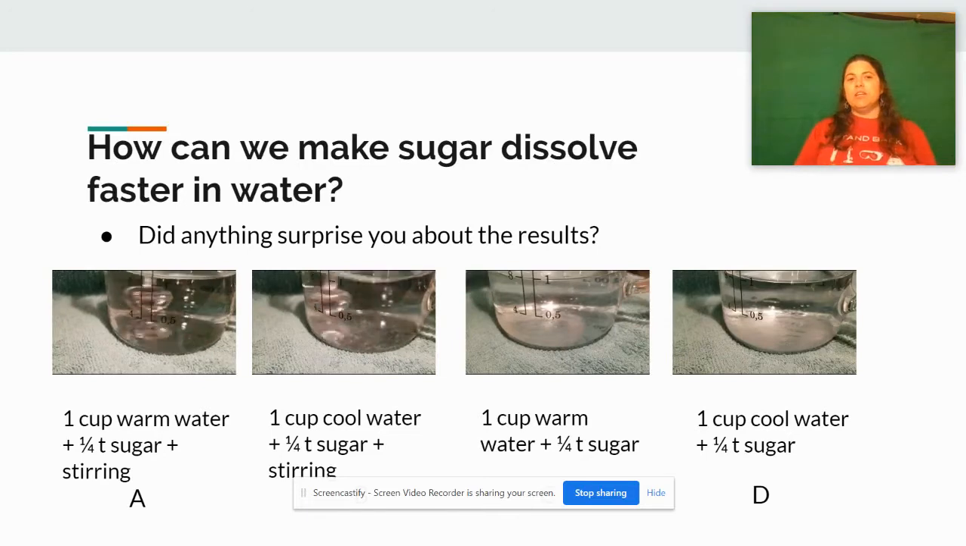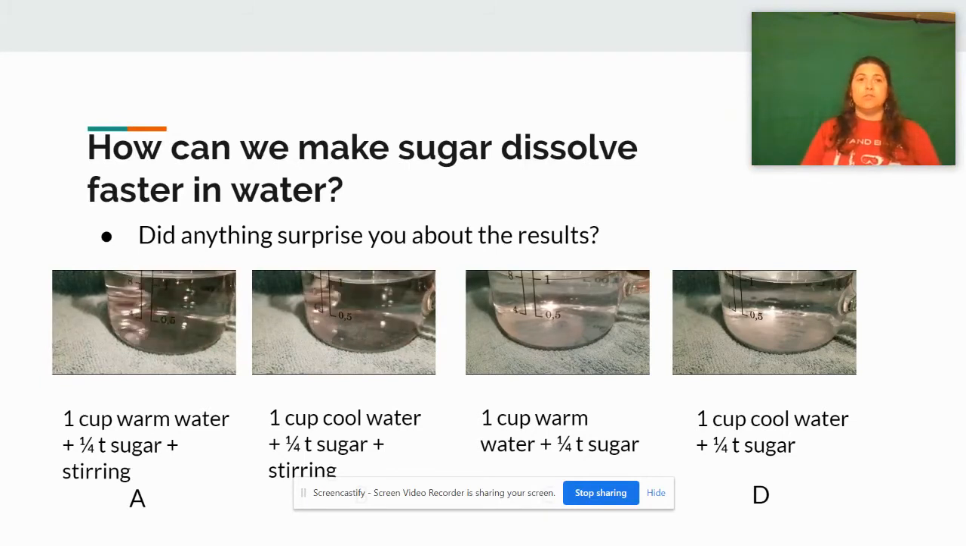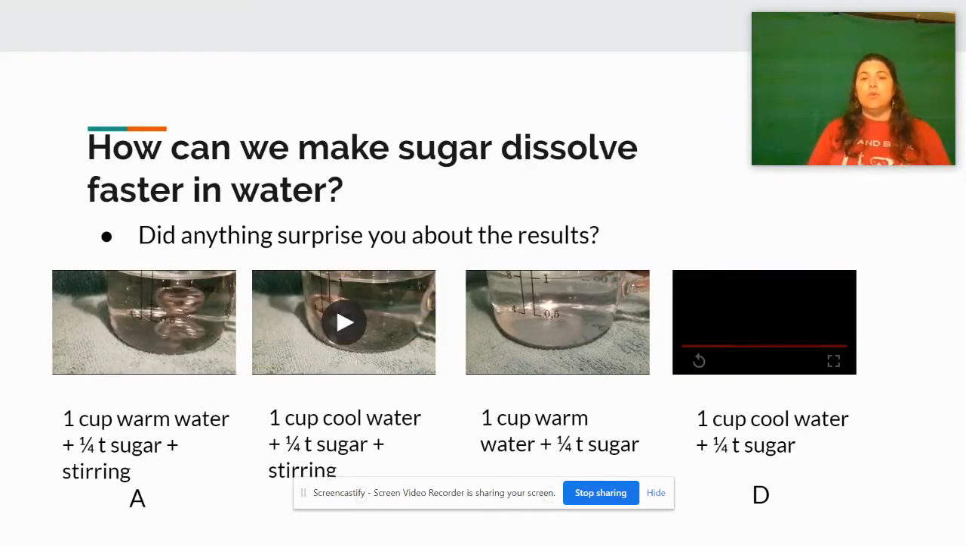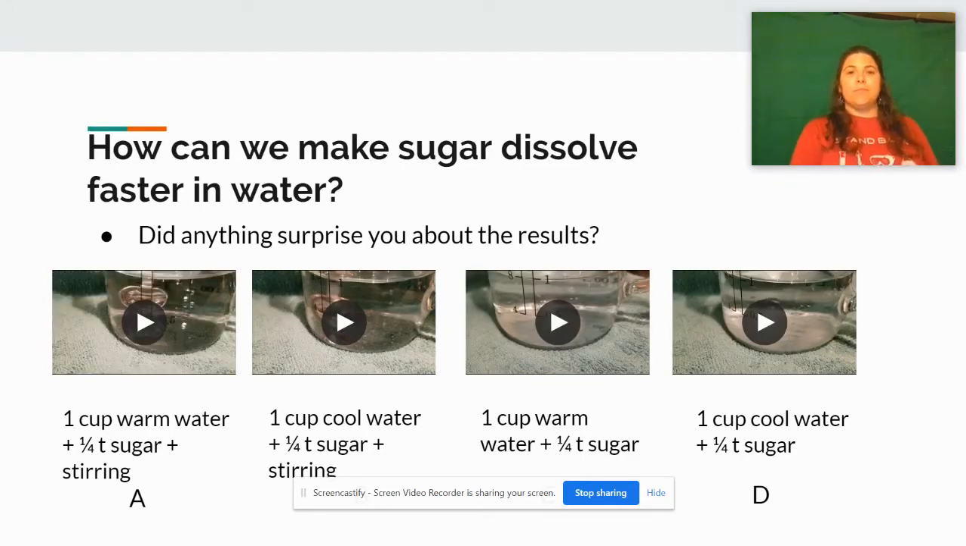And then you take a look at the two videos on the left, and you can definitely see that the sugar in the warm water and being stirred dissolved way faster than anything else. And then we're almost to the point where the cool water being stirred dissolved. And then the warm water by itself, there's still some sugar left, but it's slowly going away. And then the cool water without being stirred still has quite a bit of sugar in it. Did anything surprise you about what you saw? Was your hypothesis correct, or do you need to make a change?